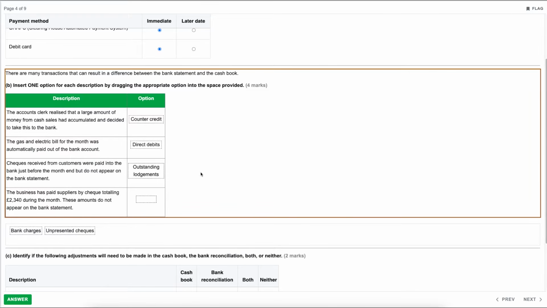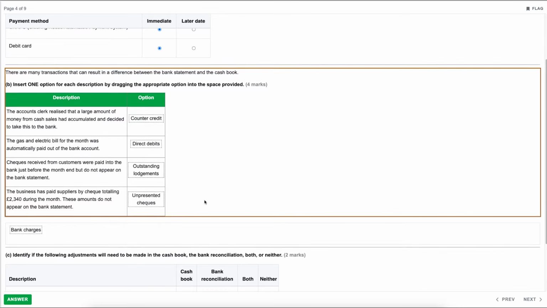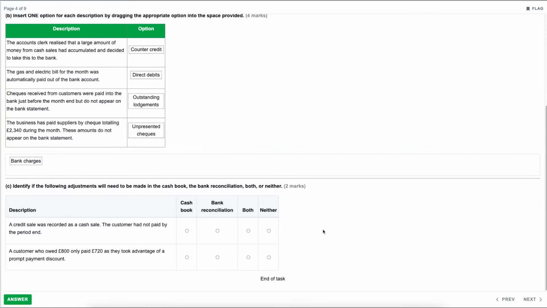Okay, and then the last one, the business has paid suppliers by cheque totaling £2,340 during the month. These amounts do not appear on the bank statement. Now, when we've made a payment that appears on the cash book but not yet appearing on the bank statement, that describes an unpresented cheque. Okay, fantastic. So let's move down then to part C.